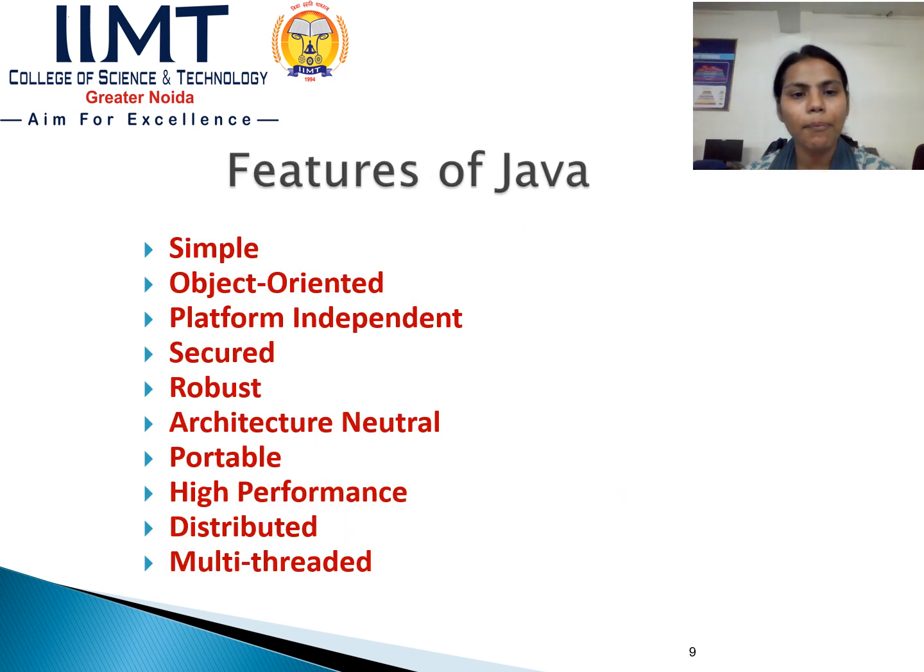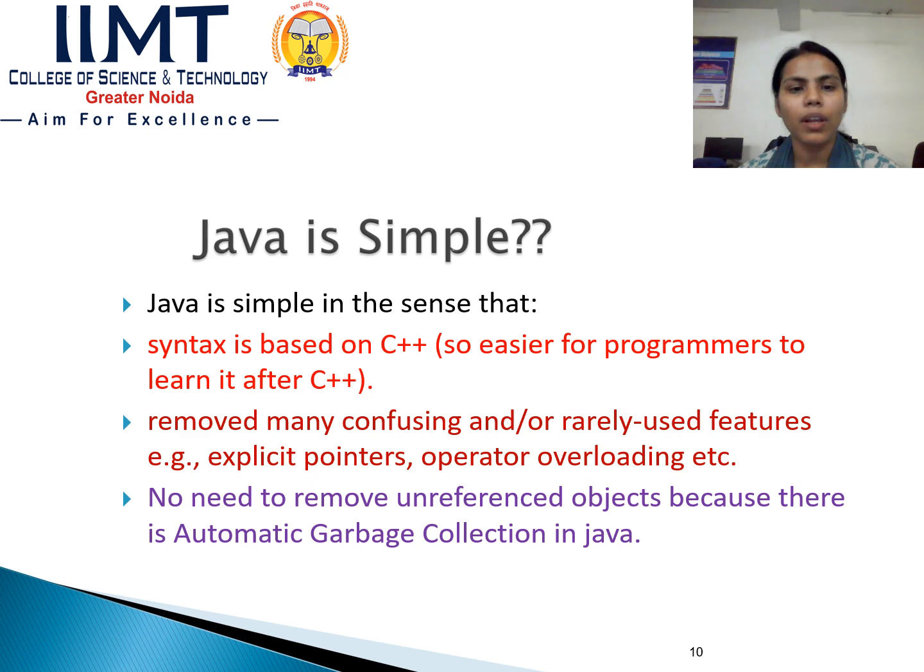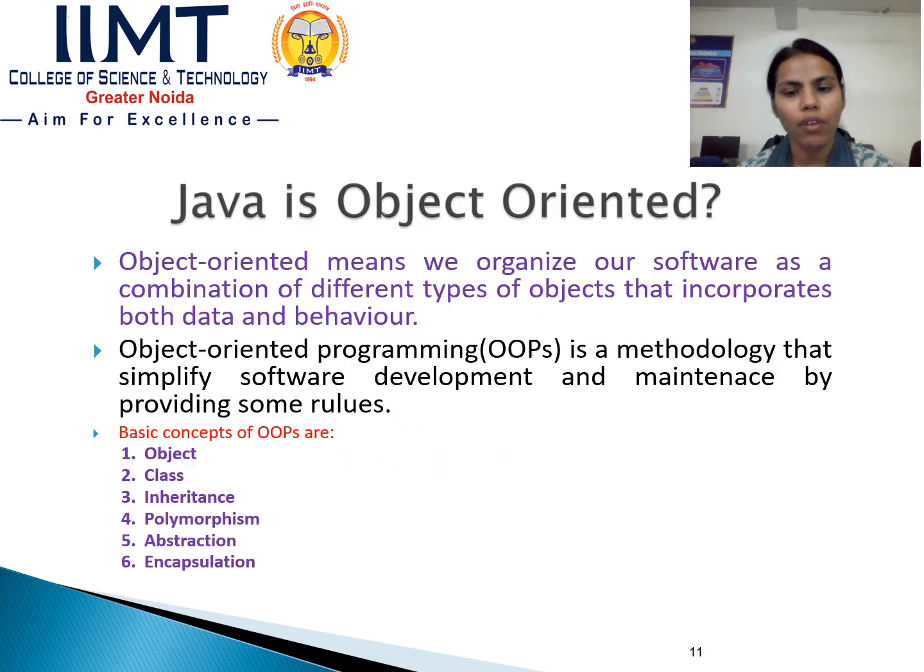Features of Java: simple, object-oriented, platform-independent, secure, robust, architecture-neutral, portable, high-performance, distributed, multi-threaded. Java is simple in the sense that its syntax is based on C++, so it is easier for a programmer to learn after C++. It removes many confusing or rarely used features, for example explicit pointers, operator overloading, etc. There is no need to remove unreferenced objects because there is automatic garbage collection in Java.